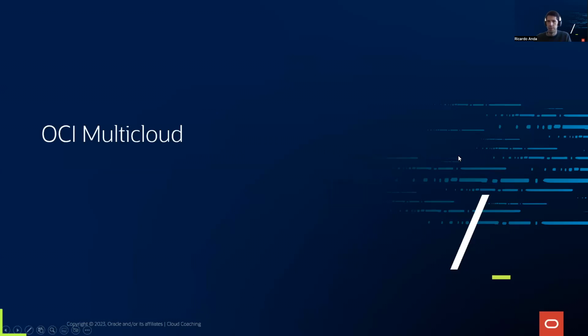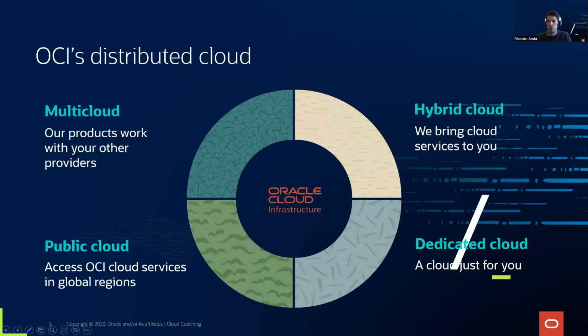Okay, so first, let's start with OCI multi-cloud. It is important to understand how multi-cloud fits in Oracle. So basically, multi-cloud is part of OCI's distributed cloud strategy. The idea behind this is that we want to meet the customers where they actually want to run their workloads. And this includes hybrid cloud.